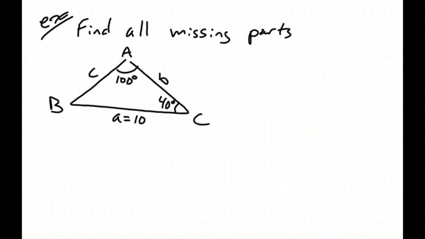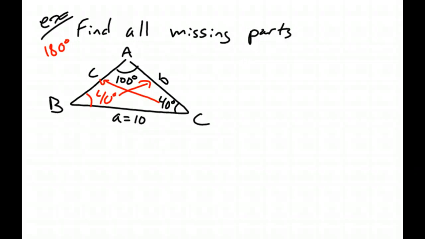So one type of example that you may see would look something like this, where it says find all the missing parts. So I don't know lowercase c, I don't know lowercase b, I don't know capital B. However, in any triangle, hopefully we still remember that triangles have 180 degrees. So since that's true, that means that this angle here must be 40 degrees. Well, cool. Now I know that little b and little c are going to be the same because they have the same angles across from them. So since they have the same angles across from them, they must be the same side length. So I know that a is 10.